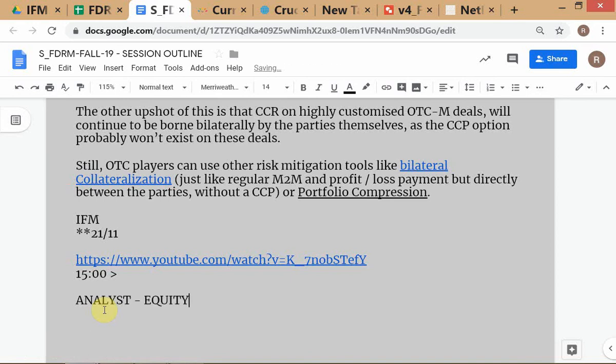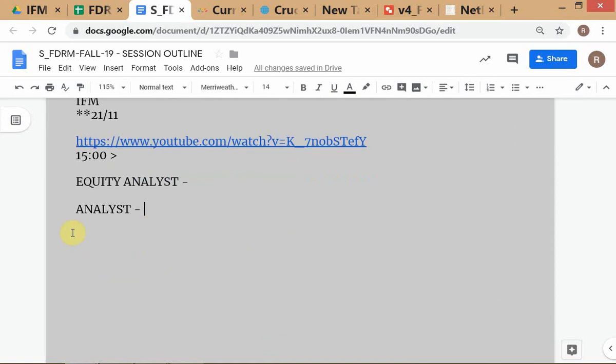I'm writing it this way, but actually it should be, and then I can write credit analyst. Everybody knows what credit analyst is? All these credit rating agencies, you're analyzing the bond credit risk. Okay. So equity analyst versus credit analyst.